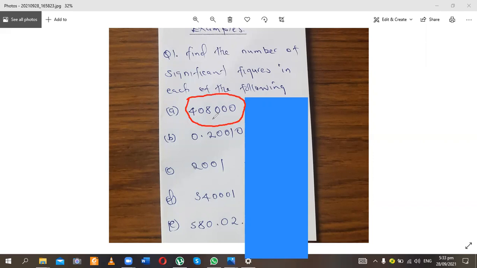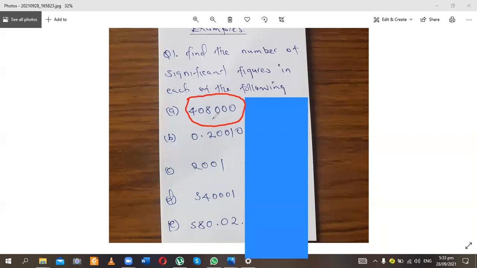40800. Now in there, we're going to follow the first rule as well as the second rule, because the first rule was talking about the trailing zeros.